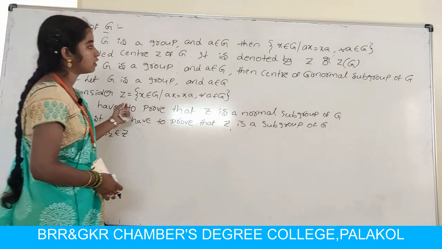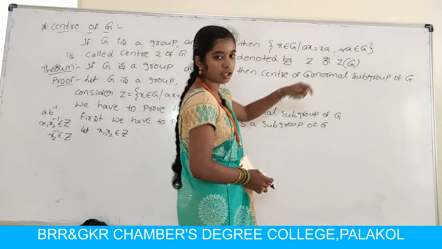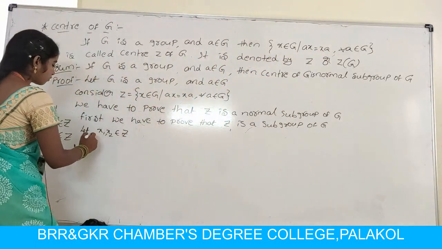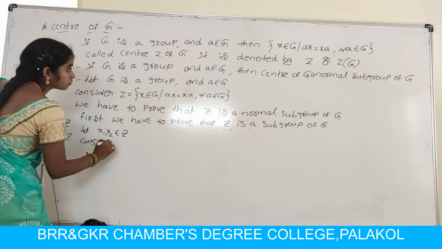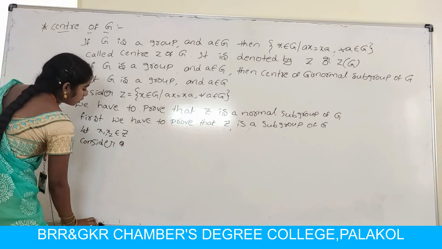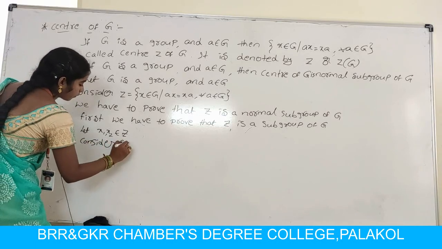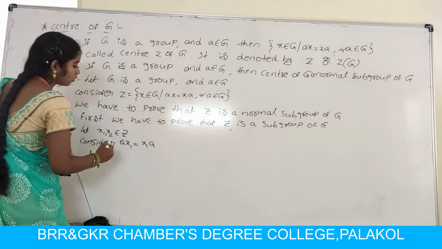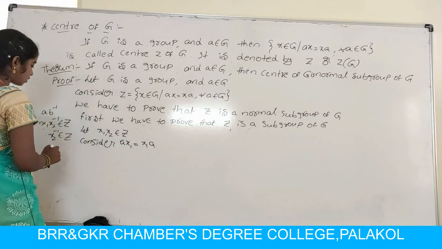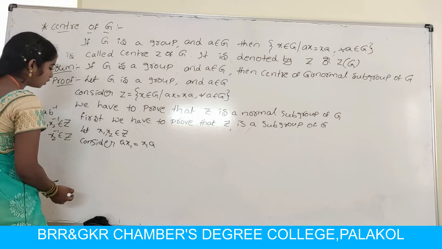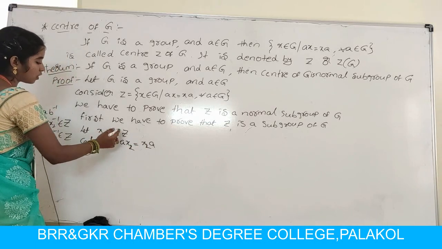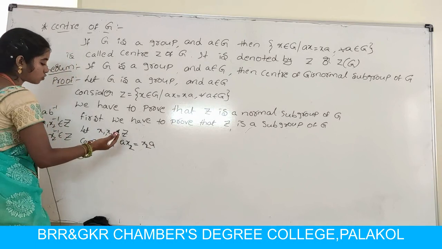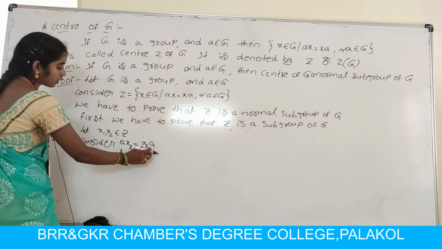First let us consider Ax1 is equal to x1A. So let x1 x2 belongs to Z. Consider Ax1 equal to x1A. So we have to show that x2 inverse belongs to Z. So consider x2 belongs to Z. So Ax2 equals x2A.